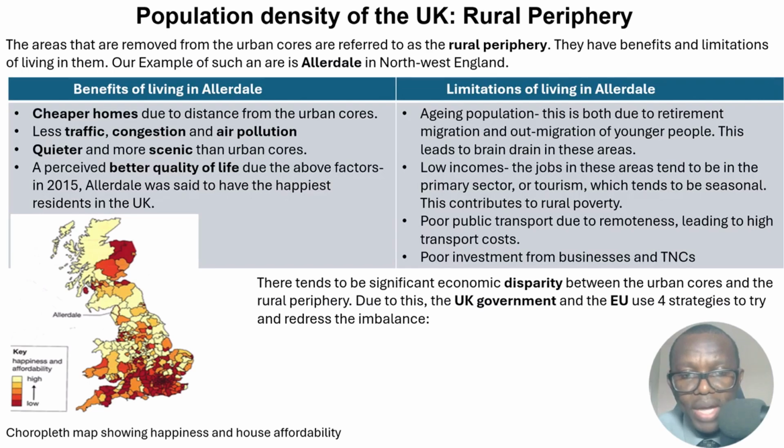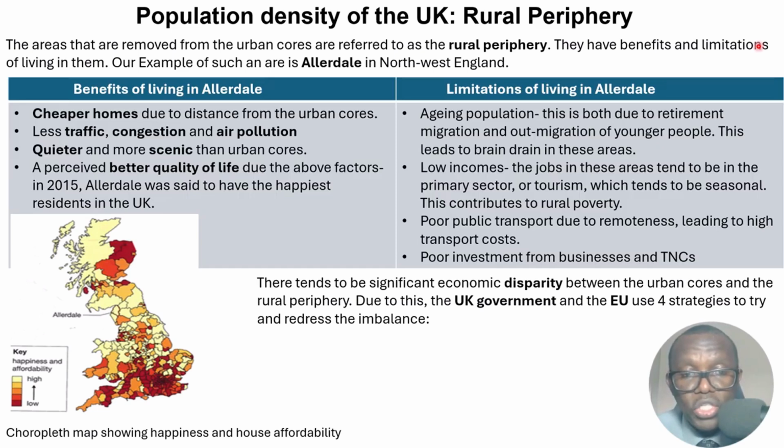Okay, so we'll be looking at an example of a rural periphery area here in the UK. And the one that our specification has recommended is Allerdale. And Allerdale is in northwest England, in this area over here. Living in the rural periphery has its benefits as well as its limitations. And there are some benefits of living in Allerdale.